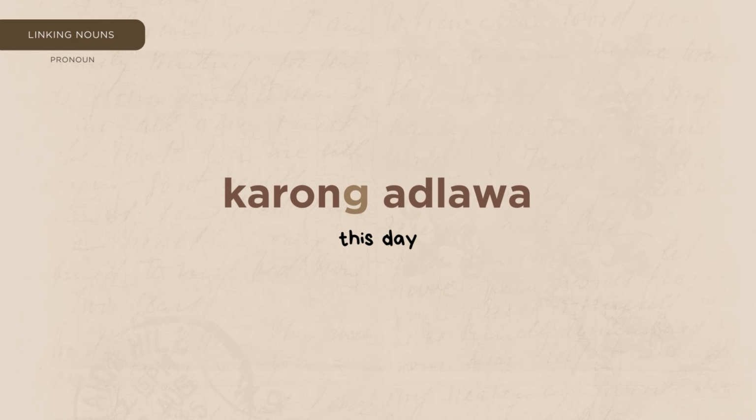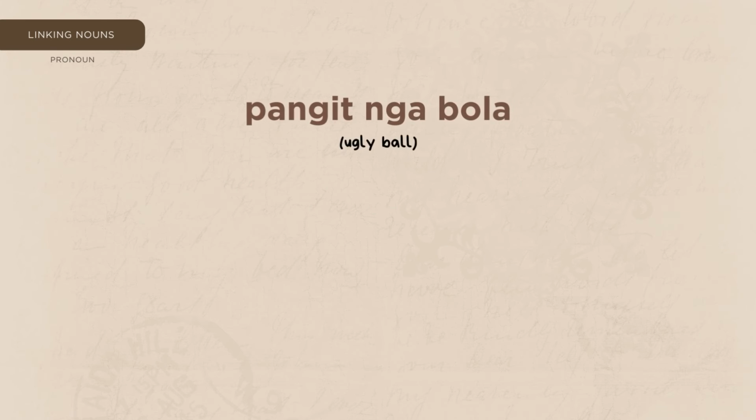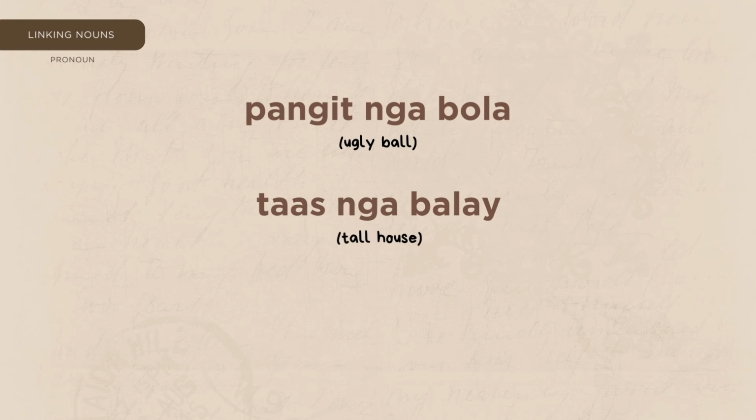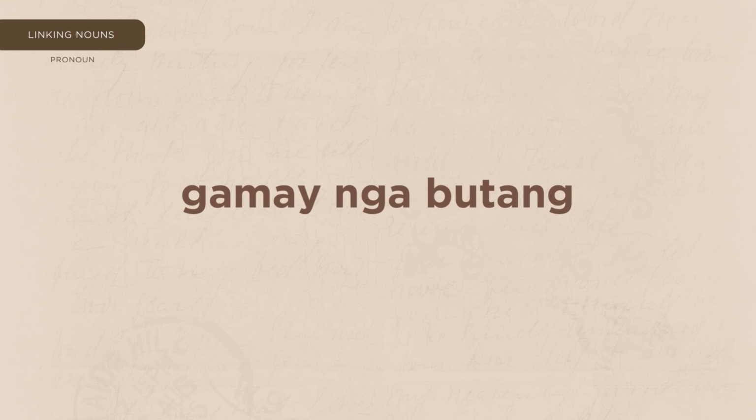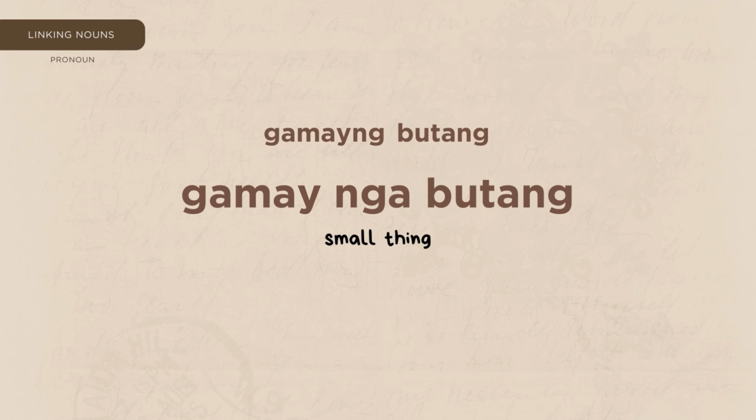Now, if the preceding word ends with a consonant, then you should not contract the nga linker. Pangit nga bola, taas nga balay, itom nga toalya. In these examples, the preceding words pangit, taas, and itom all end with a consonant. Hence, nga should not be contracted. One exception here somehow is the word gamay, which some speakers contract nga to ng. Gamay nga butang, small thing. You can also hear it sometimes as gamayng butang.